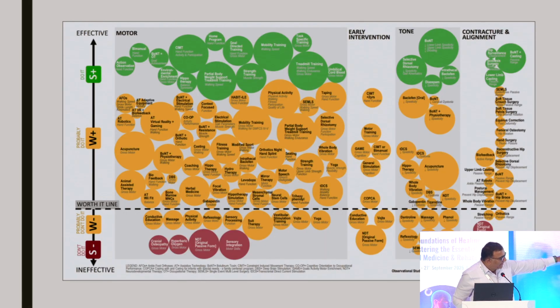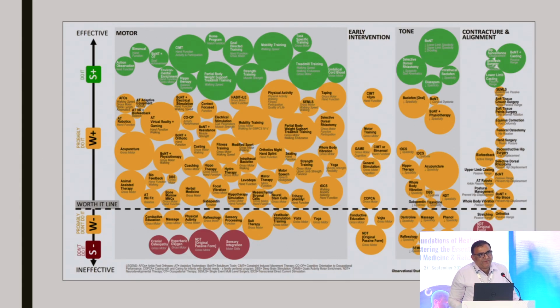If you see, this is the worth line. Anything below the worth line is not beneficial. Above the worth line, the things mentioned in yellow probably help, and the things in green definitely help. They have covered various management methods, therapies, early intervention for tone, antispastic medications, botulinum toxin, serial casting, and again surgeries for contracture and alignment.